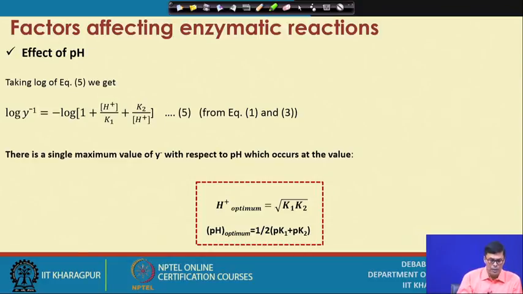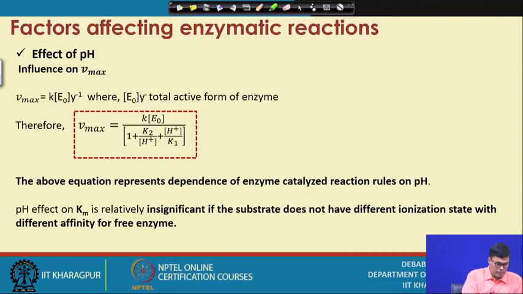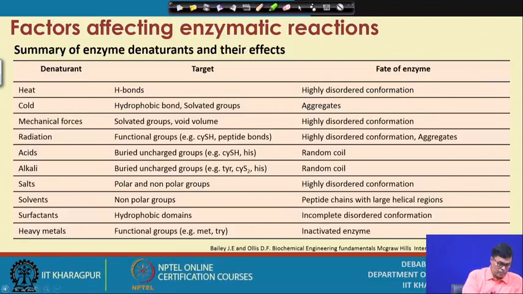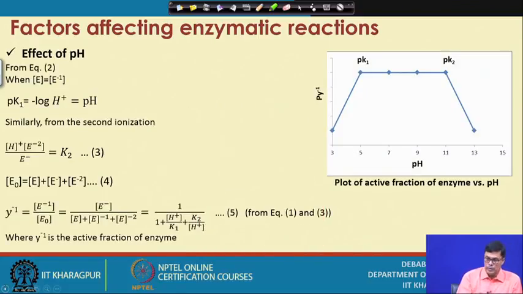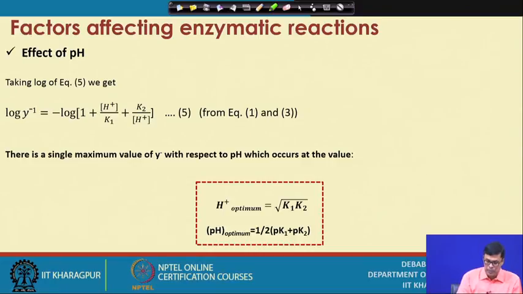This is the final equation that we have. Now here I forgot to explain the effect of pH on y minus 1. As the pH changes, we find in this range your enzymes are active. This is the range that is active. So optimum pH will be in between pK1 and pK2. And this pH optimum, the hydrogen ion optimum, is the root over K1 into K2, and so pH optimum will be equal to half into pK1 plus pK2. This we can easily find out.